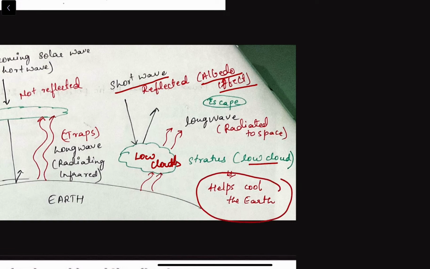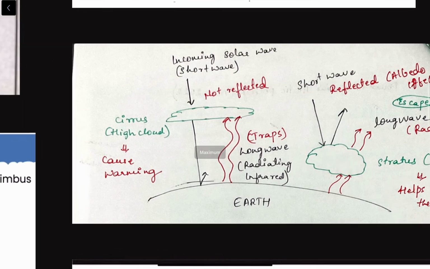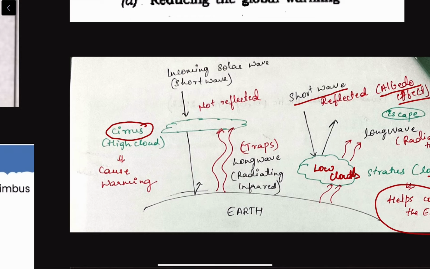They help to cool the earth by not allowing the short wave radiation, and also by radiating the long waves to the space. But when it comes to the high clouds, that is the cirrus clouds, they act just like carbon dioxide. That means they are transparent to the incoming solar wave, that is the short wavelength radiation coming from the sun. And then when the earth radiates infrared or the long wave, it is trapped by this cirrus cloud. That means cirrus cloud is somehow causing global warming.